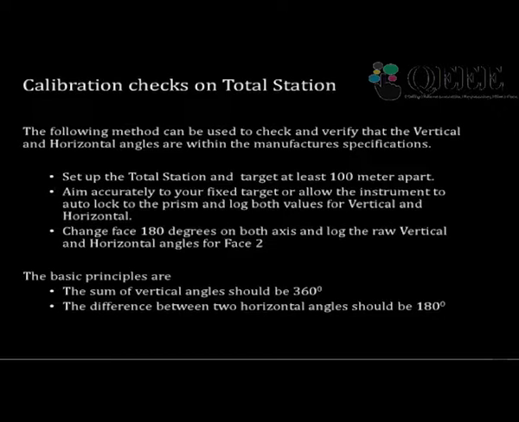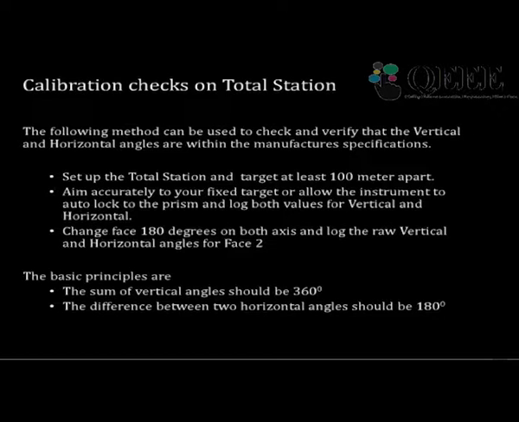Now we have to change the face of the instrument. People who have studied surveying might know the face left and face right measurements. That means you rotate the telescope face vertically 180 degrees as well as horizontally 180 degrees, and in that process you will come back to the same target, which will be bisected. Then note down the vertical and horizontal angles and call them face 2 angles. Now we have two sets of angles, face 1 angles and face 2 angles, from the same instrument to the same target.